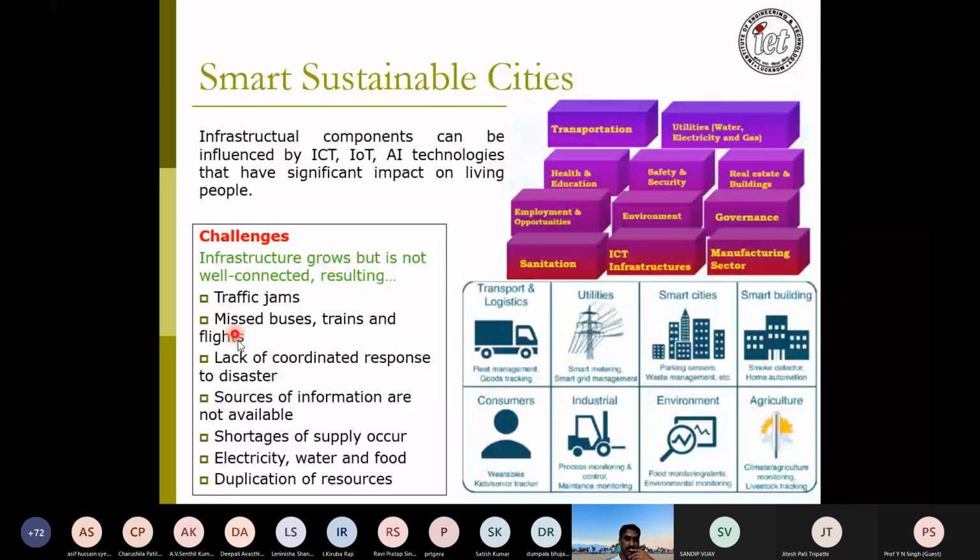See, infrastructure grows but it is not well connected. For example, how to overcome traffic jams, the regular problems with different people or groups of people, missed buses, trains, and flights, lack of coordinated response to disasters, sources of information not being available, shortages of supply of electricity, water, food, waste management, duplication of resources, and so on. So there are several challenges. Once we talk about smarter cities that are sustainable, for long-term sustainability we have to address these. Otherwise, it is very hard to sustain.